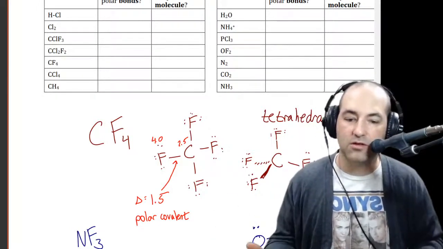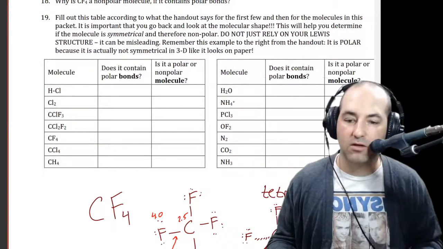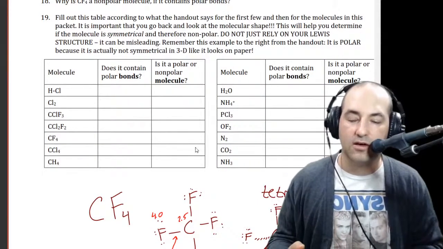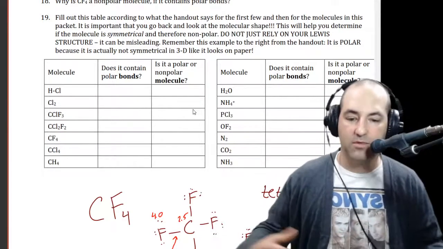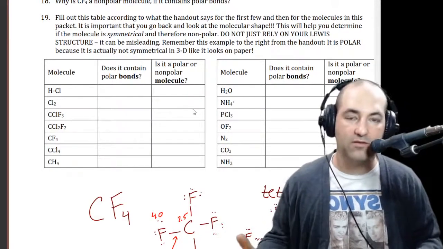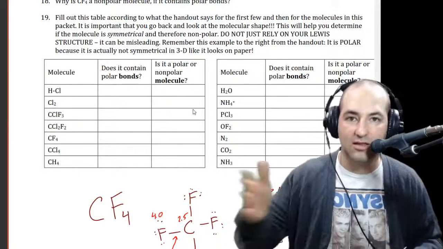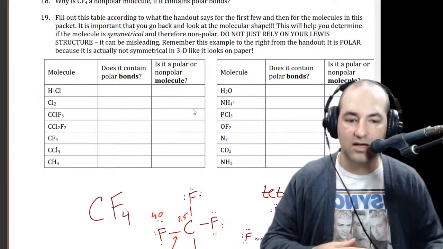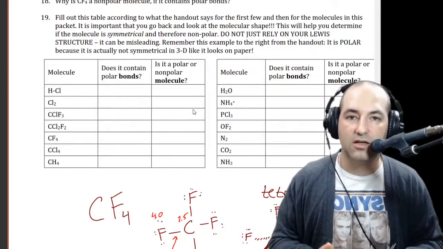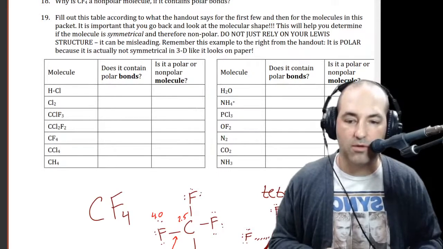So the best way to determine if the overall molecule is polar or non-polar is: is it symmetric, or is one side different from the other? If one side is significantly different from the other, if you can draw a line and say this side is doing this and this side is doing this, that's a good indication that the whole molecule is going to be polar.